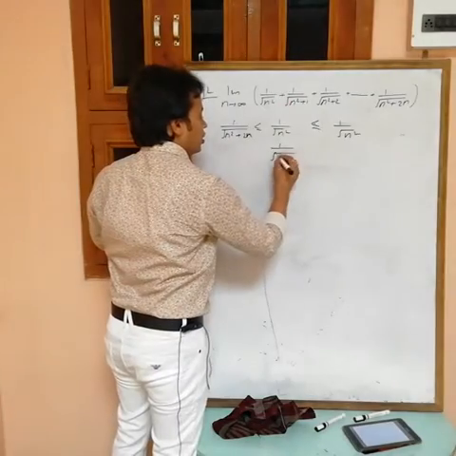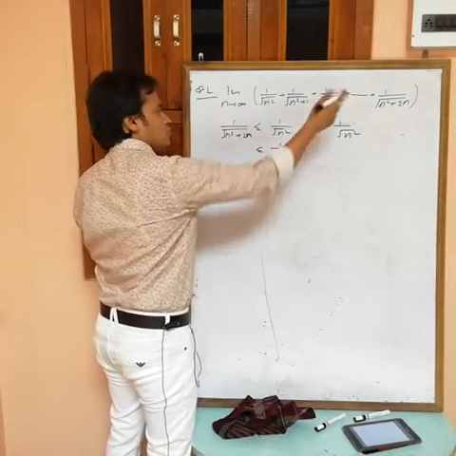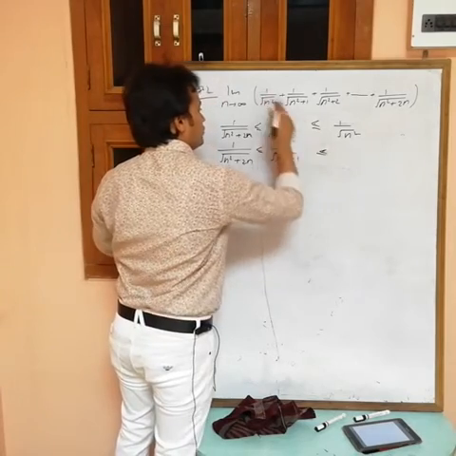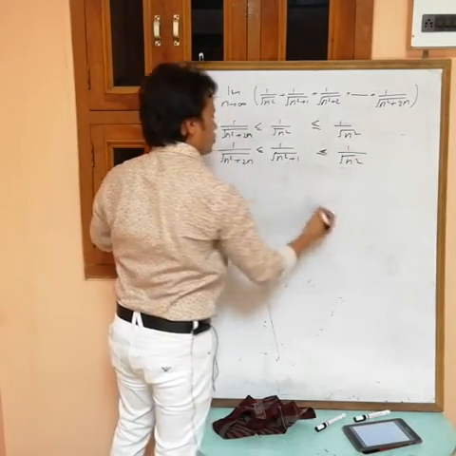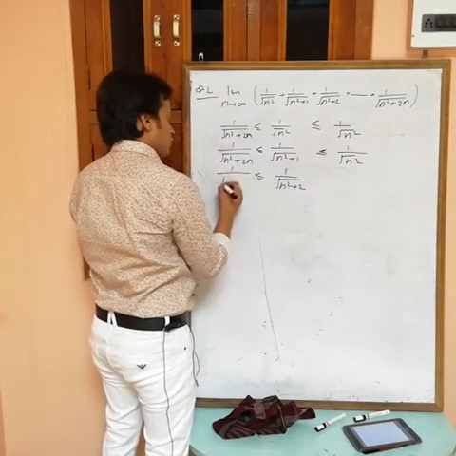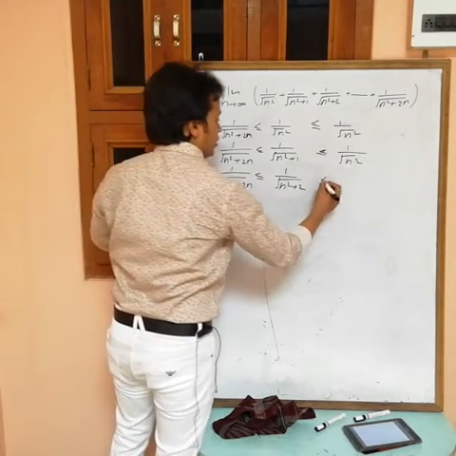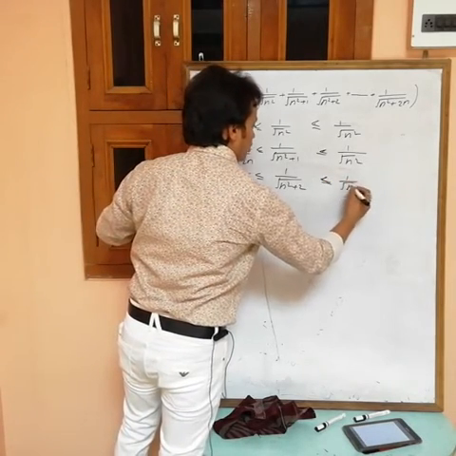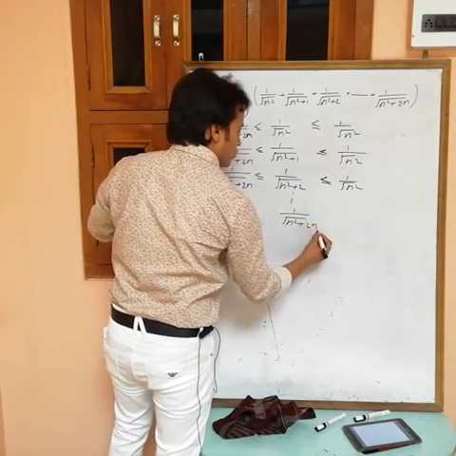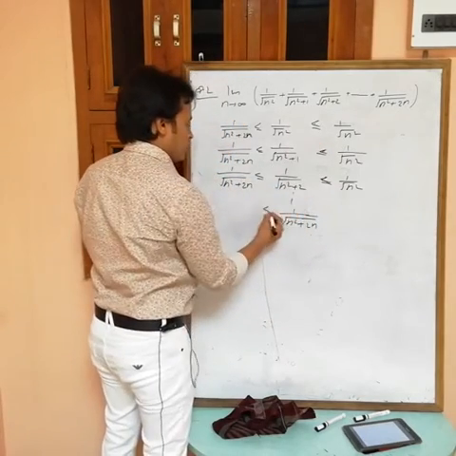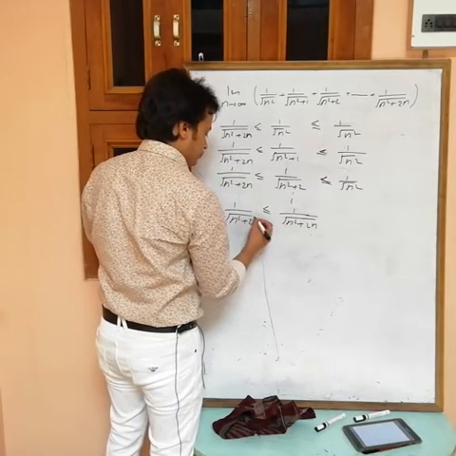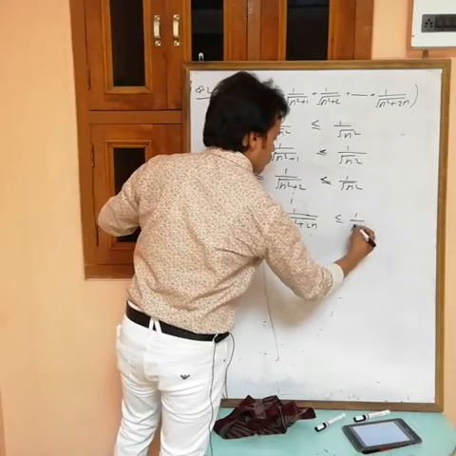1 by root n square plus 1 is greater than or equal to the least, 1 by root n square plus 2n, and less than or equal to this one, 1 by root n square. Okay, 1 by root n square plus 2 is greater than or equal to 1 by root n square plus 2n and less than or equal to 1 by root n square. Same for the last, 1 by root n square plus 2n, because at the end I want the sum as this one. This is greater than or equal to 1 by root n square plus 2n and less than or equal to 1 by root n square.